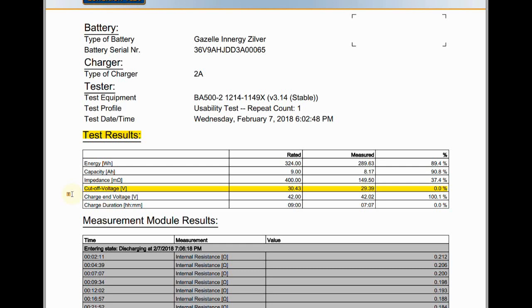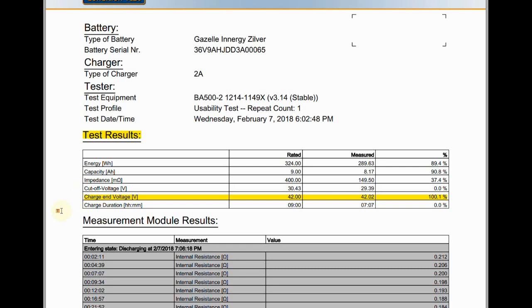The next line tells you if the charger is working correctly. For a 36-volt battery, the end voltage of the charger must be 42 volt. A too high value can be dangerous since a lithium battery must not be overcharged. A too low value will not fully charge the battery. This will result in a lower capacity.